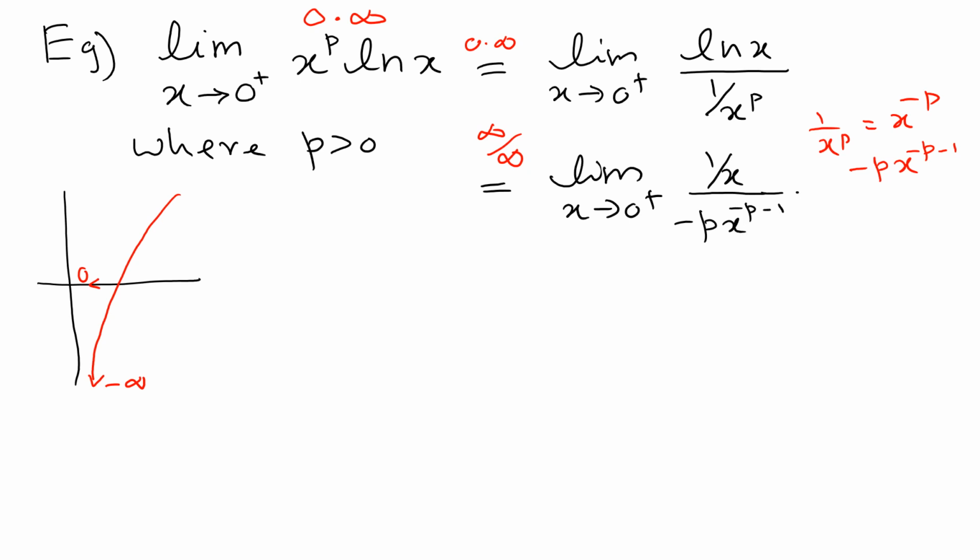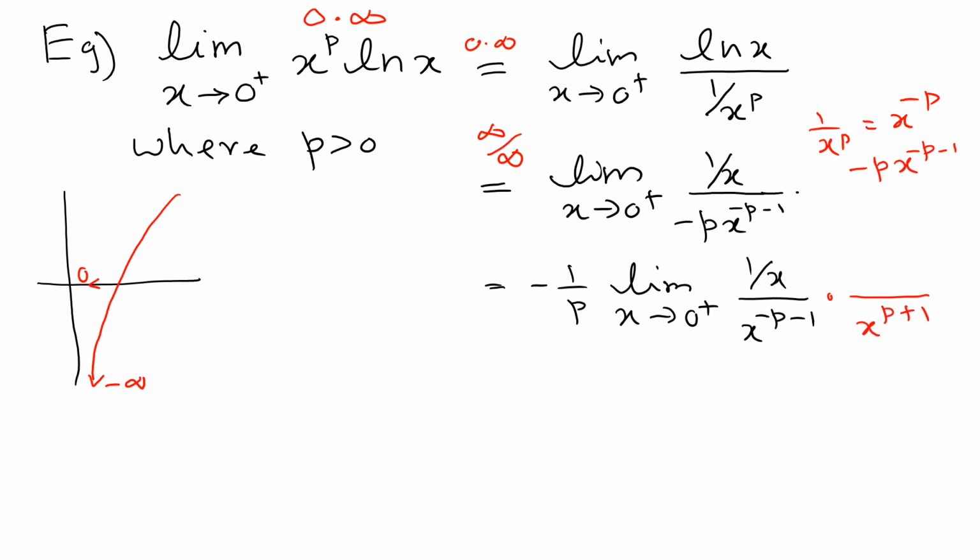Now we want to look at the algebra and simplify this. The best thing that we can do is try to get rid of the denominator. Before we do that, we can pull the negative 1 over p out of the expression, which makes the algebra easier. We have 1 over x here, and in the bottom you have x to the negative p minus 1. The best thing to do is cancel the bottom term, so let's multiply by x to the p plus 1, the opposite sign.